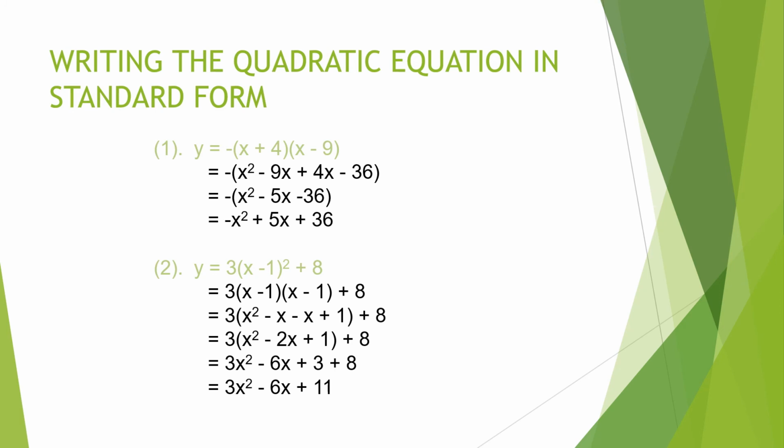Simplify, so it becomes 3 times the quantity of x squared minus x minus x plus 1, plus 8. Then, it becomes 3 times the quantity of x squared minus 2x plus 1, plus 8. And the equation will become 3x squared minus 6x plus 3 plus 8. So the standard form of the quadratic function is y equals 3x squared minus 6x plus 11.